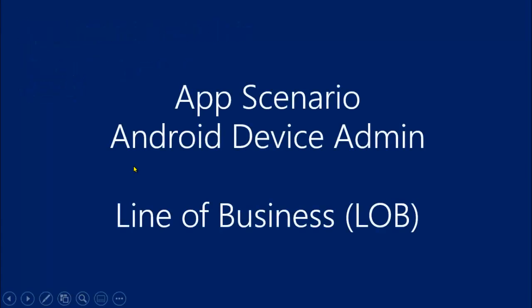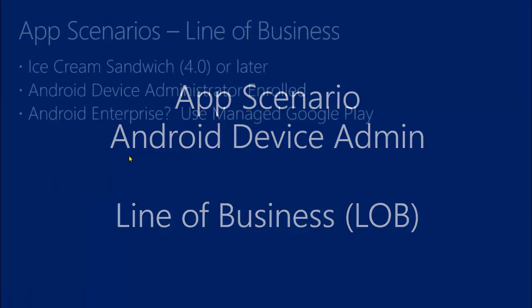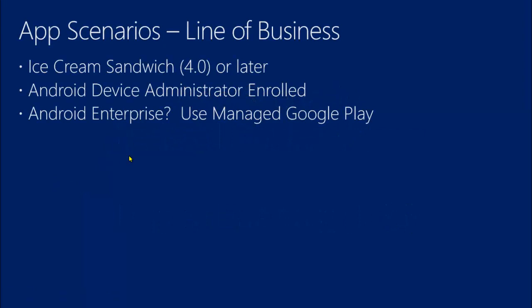All right, so next is, again, staying with the Android device admin, deploying a line of business app. Now, what is a line of business app? A line of business app would be one where you create it or have it created, or you own the source files for the app, which in the Android ecosystem would be an APK file. So there is an option with Android device admin to be able to deploy that APK file to your device as needed, right? Now, the requirements are that you, again, have Ice Cream Sandwich 4.0 or later, that the device be enrolled in a device administrator enrollment.